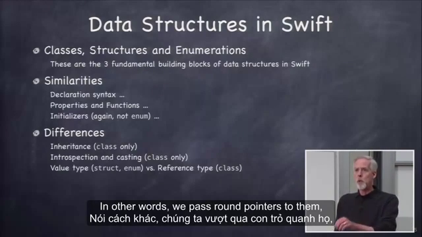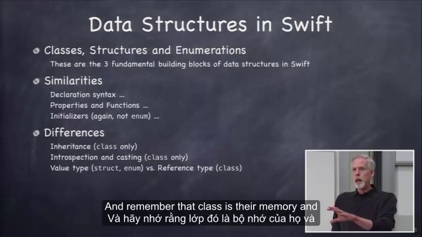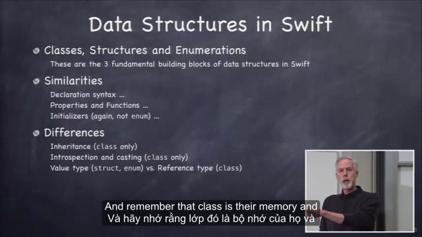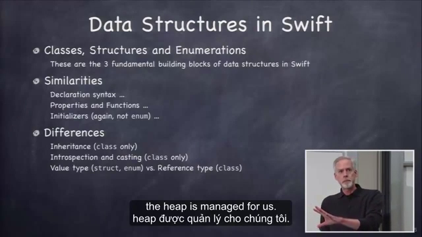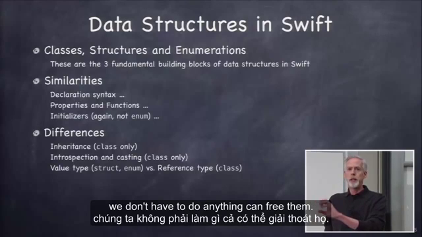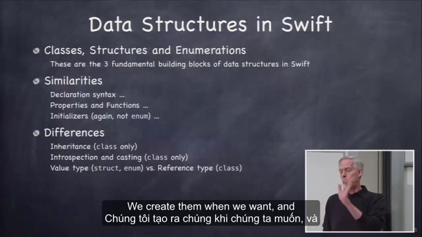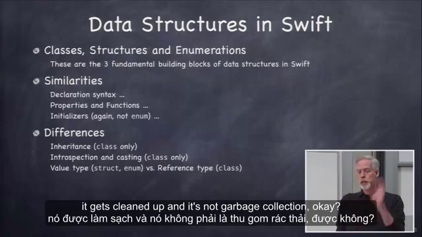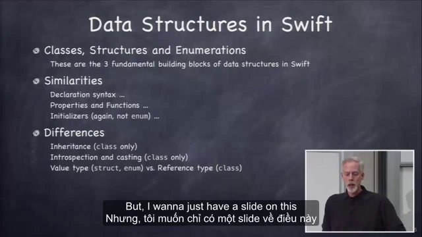In other words, we pass around pointers to them. They live in the heap. And remember that for classes, their memory in the heap is managed for us. So we don't have to do anything. We create them when we want, and when no one's using them, they get cleaned up. And it's not garbage collection, okay? It's automatic reference counting.